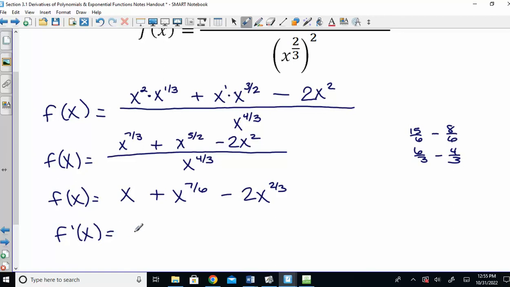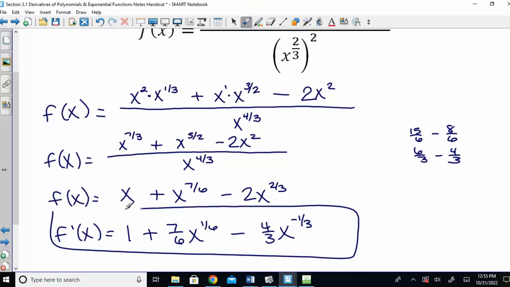Now we can finally do the derivative. So derivative of x is 1 plus exponent comes down, subtract 1 from the power, so 7/6 minus 1 is just 1/6. Minus exponent comes down, so 2 times 2/3 is 4/3 x, subtract 1, 2/3 minus 1 is -1/3. And that is my derivative.